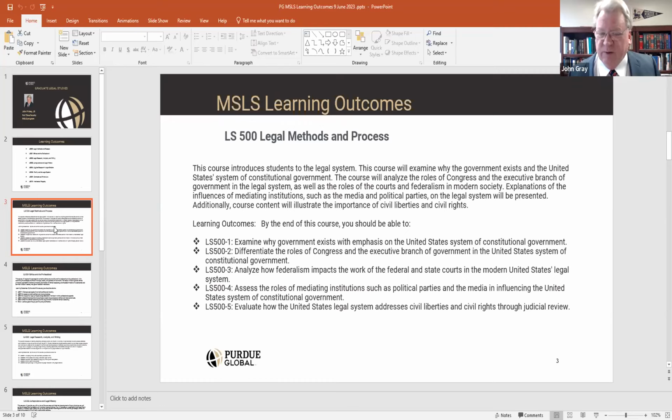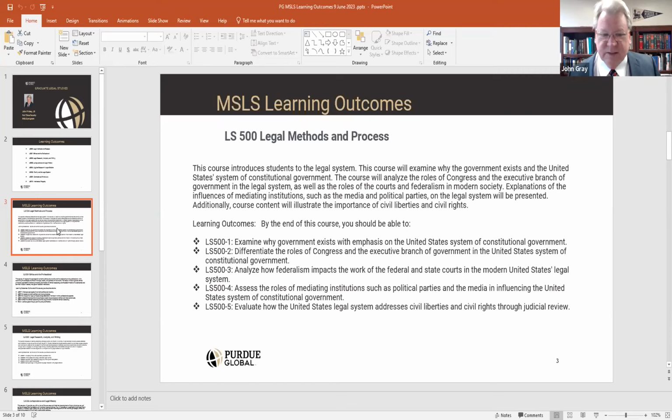We also look at federalism, the relationship between the state governments and the federal government in modern society. And we have several learning outcomes that you will accomplish by the time this course is over. You'll be able to articulate why government exists with an emphasis on the U.S. system of constitutional government. You'll be able to differentiate the roles of Congress and the executive branch of government as our government operates in the United States under the Constitution.